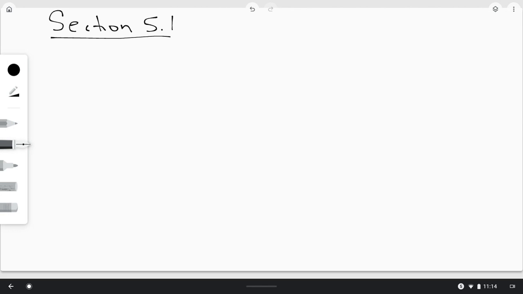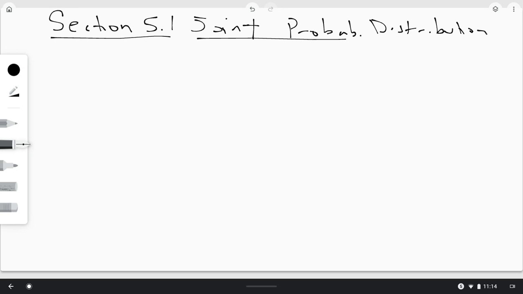All right, when we're looking at joint probability distributions. I guess I can't write too far up. Probability distribution. You'll have to excuse my handwriting. It's not going to get any better, I think.